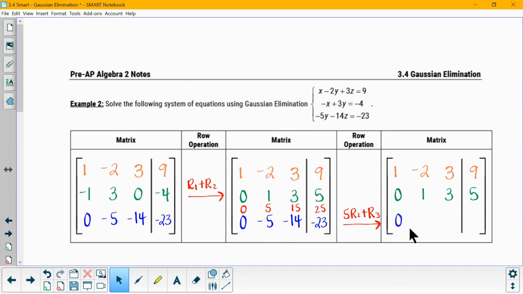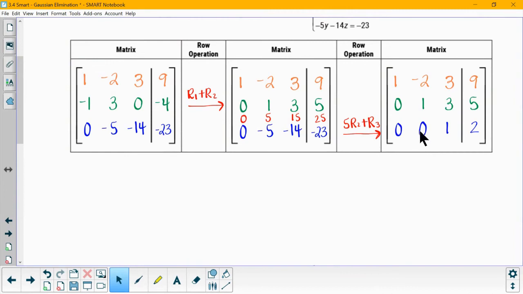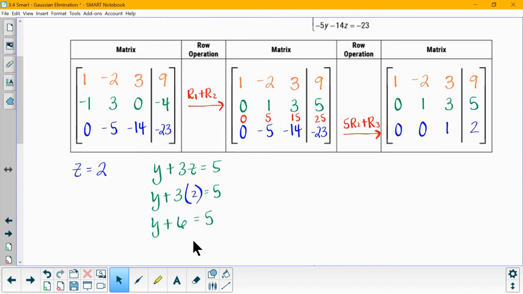0 plus 0 is 0, 5 plus negative 5 is 0, 15 plus negative 14 is 1, and 25 plus negative 23 is going to give me 2. Now I have my 3 zeros in that bottom left-hand corner. I'm going to work my way backwards to solve for x, y, and z. So I get first, z is equal to 2. Then I'm going to go ahead and write my equation for row 2, which is y plus 3z equals 5. Plugging in my z value of 2, I'm going to get y equals negative 1.